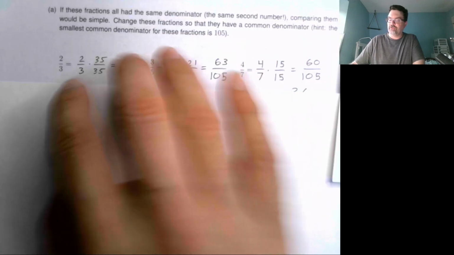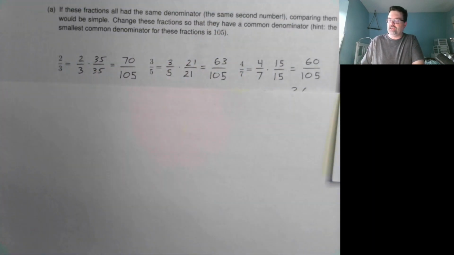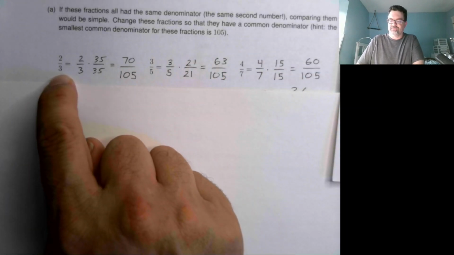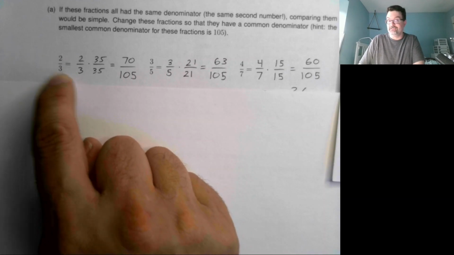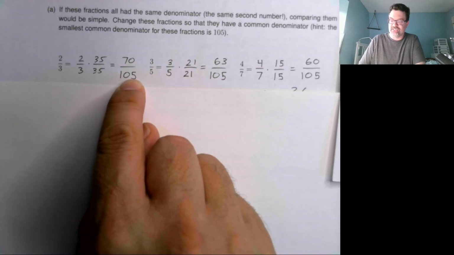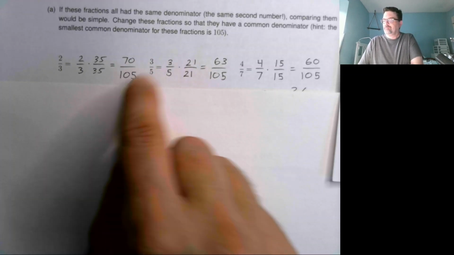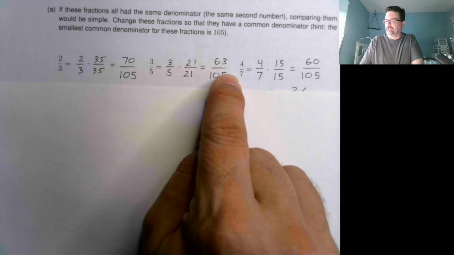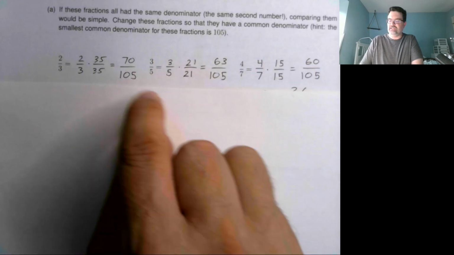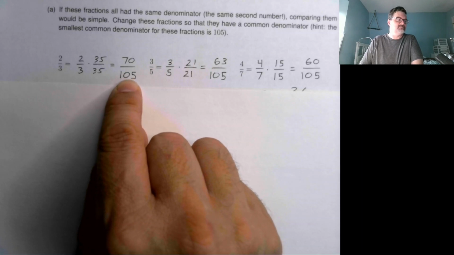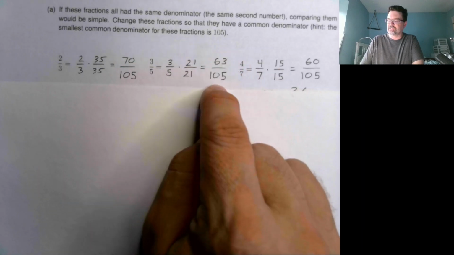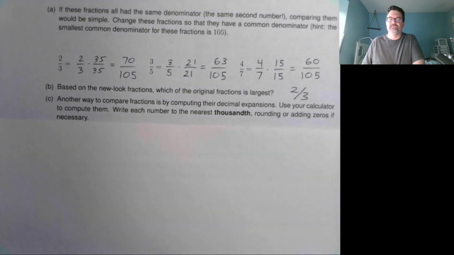So now you've got those three fractions, those three ratios, all with the same denominator. If we were thinking barbecue, 2 pounds of brisket for 3 people is the same as 70 pounds of brisket for 105 people. But now they're all stated with the same number on the bottom, and we can compare them. And so clearly, 70, 63, and 60, this ratio has the most brisket per person. 70 pounds for every 105 people versus 63 and 60. So yeah, of those original fractions, 2/3.